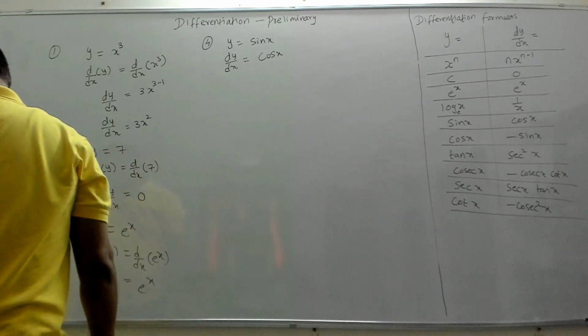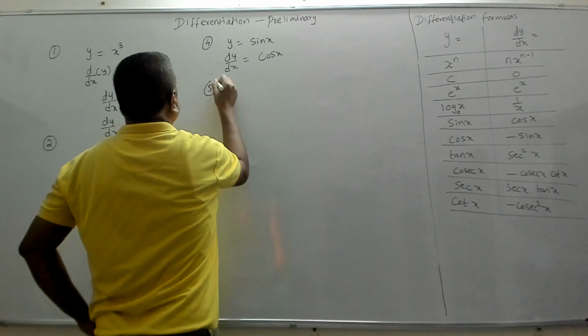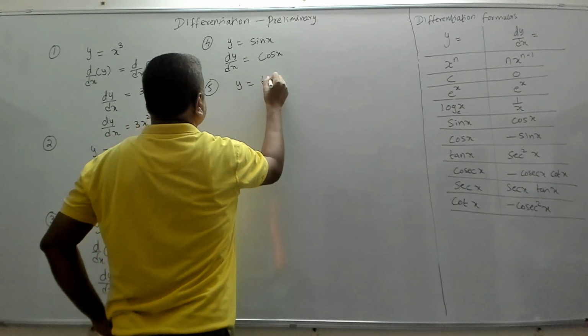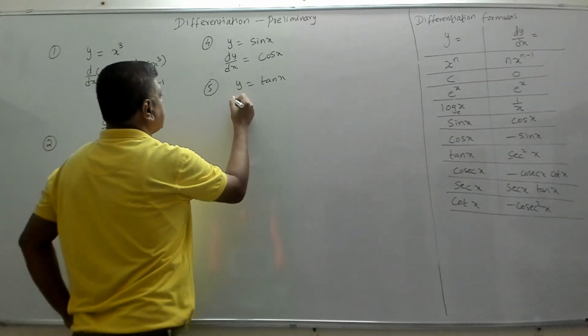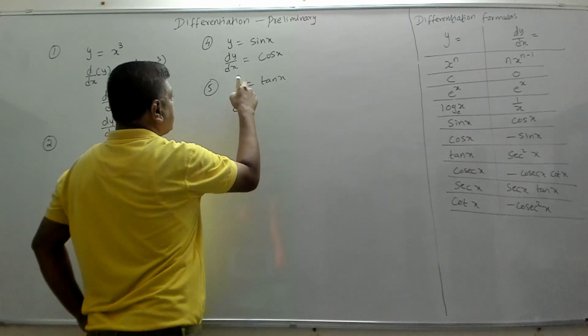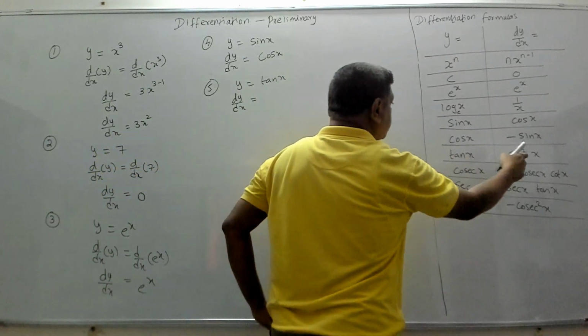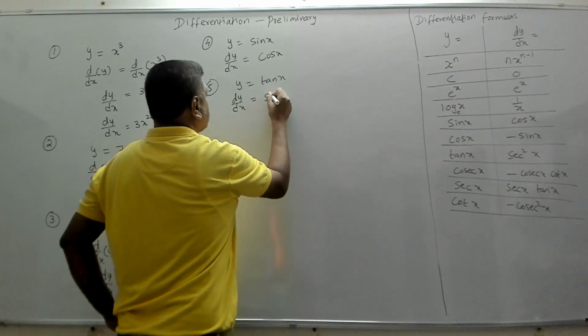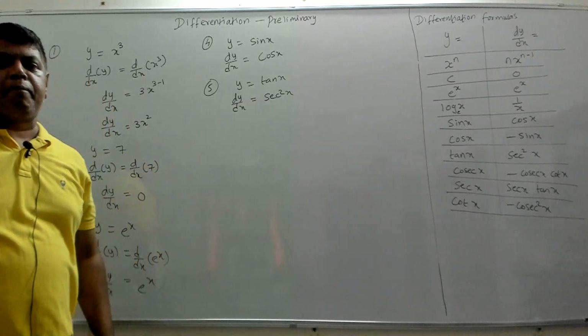Fine. Then the next one, the fifth one, say y is equal to tan x. Then what is dy by dx? Differentiating y with respect to x will be equal to the differentiation of tan x. What is the differentiation of tan x? It is secant square x. This is the answer. The differentiation of tan x is secant square x.